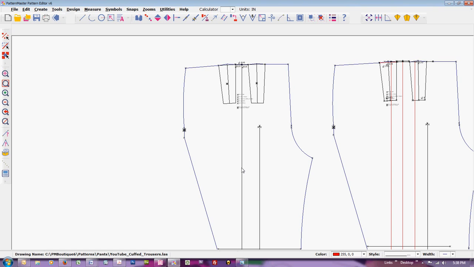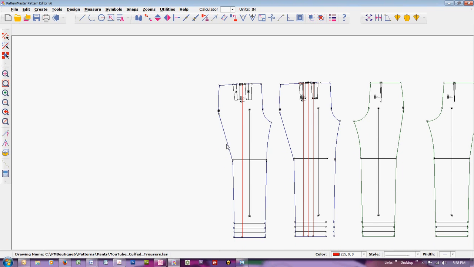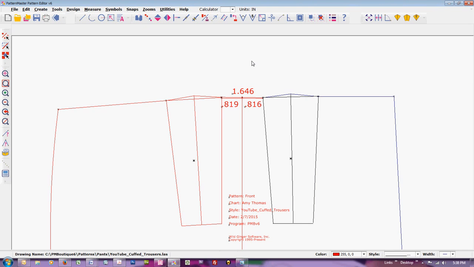So what I had to do, let's go and zoom out some more, go up. I had to select everything here. I want to make sure of what I'm selecting in here. Okay. I need to slash and spread that.